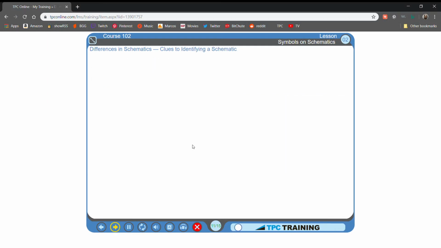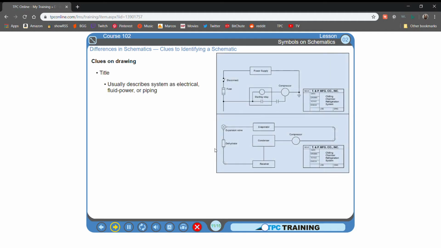Other clues. It is usually not difficult to discover what kind of system a schematic portrays. Many clues appear on the drawing. The drawing has a title. The title usually describes the system as electrical, fluid power, or piping, but sometimes it does not, as shown again in these diagrams. The drawing may have a legend. The legend, remember, contains special information about what various lines and symbols mean. You should always read a legend carefully.